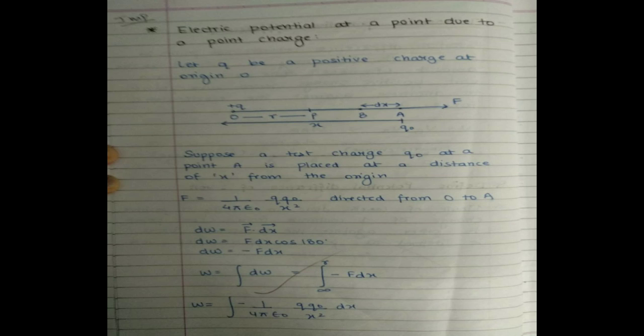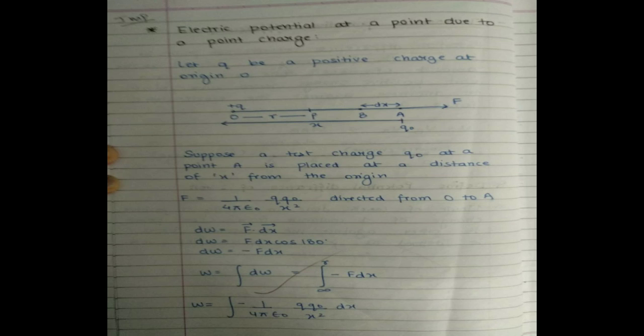Now the small work done in moving the test charge Q0 from A to B through a small distance dx against the electrostatic force will be dW is equal to F dot dx. Here F and dx are in opposite directions. Force F is from O to A, that is, away from the positive charge, and we have displaced Q0 from A to B, that is, opposite to O to A. So the angle between F and dx will be 180 degrees.